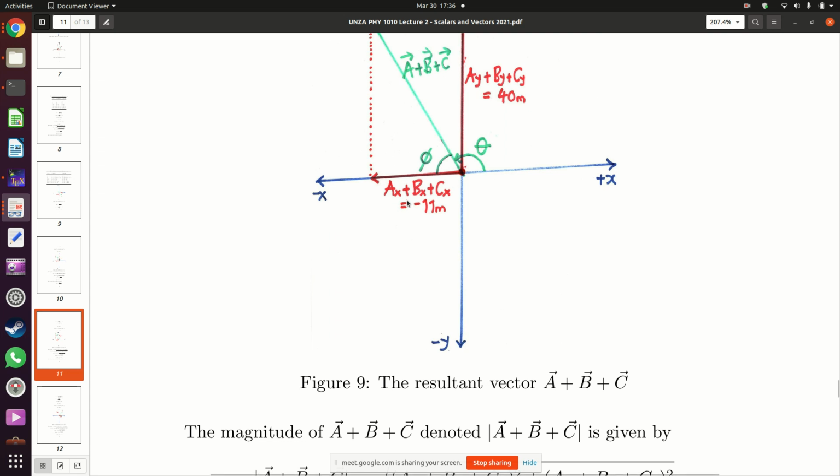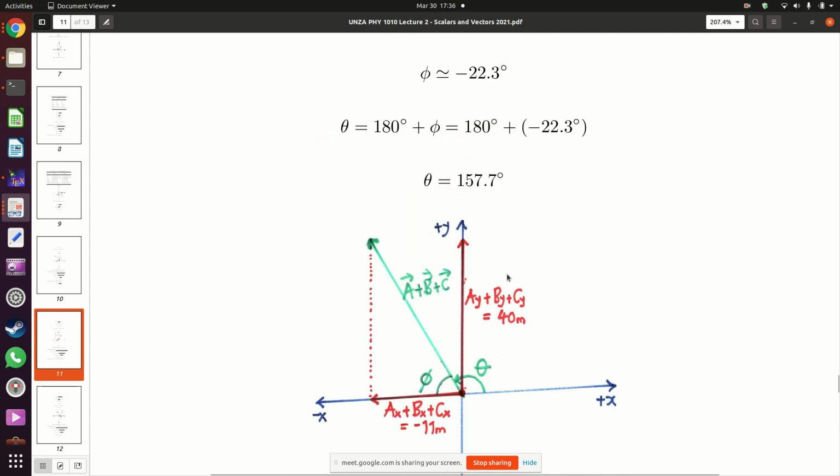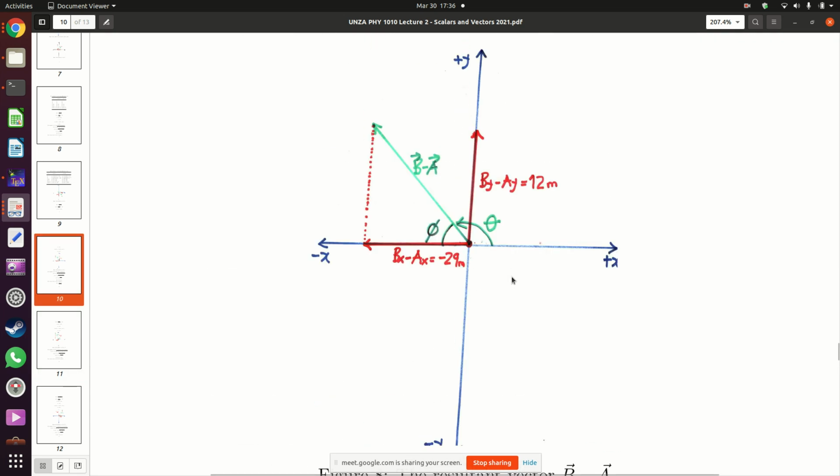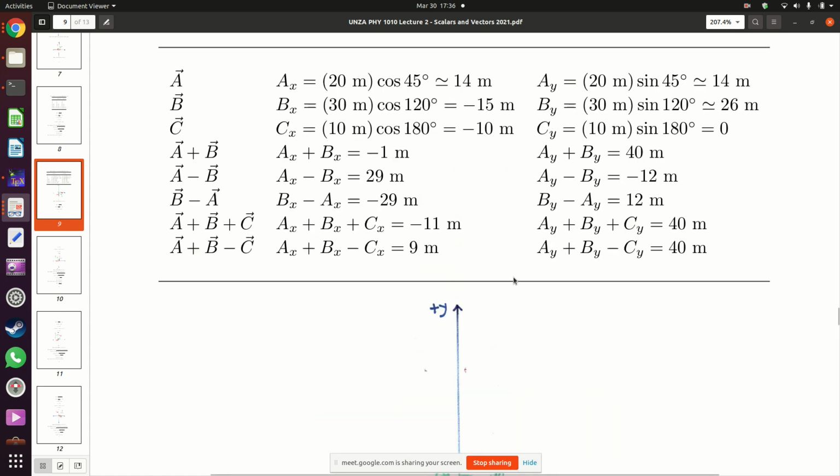So in the third quadrant, your phi is positive. In your second quadrant, your phi is negative. In your fourth quadrant, your phi is negative. In the first quadrant, your phi is positive. But in the fourth quadrant, something also happens, which is what we're going to look at. So we move on to this one.